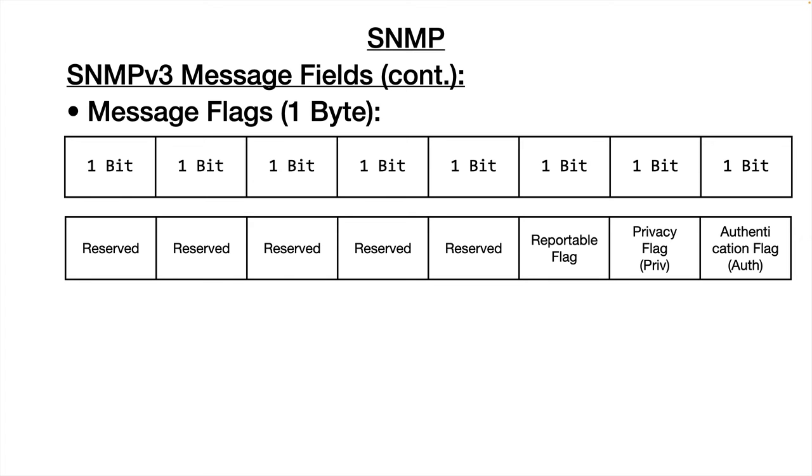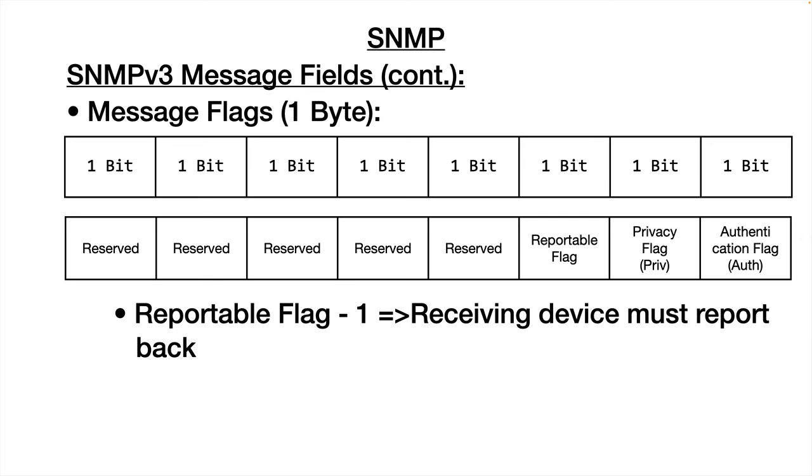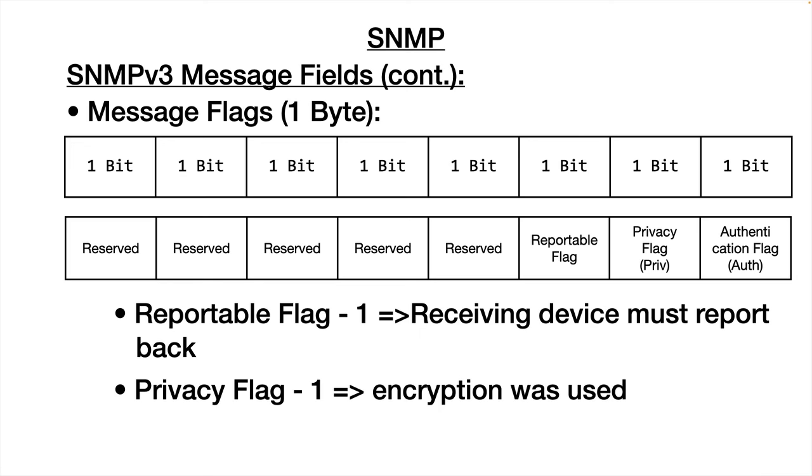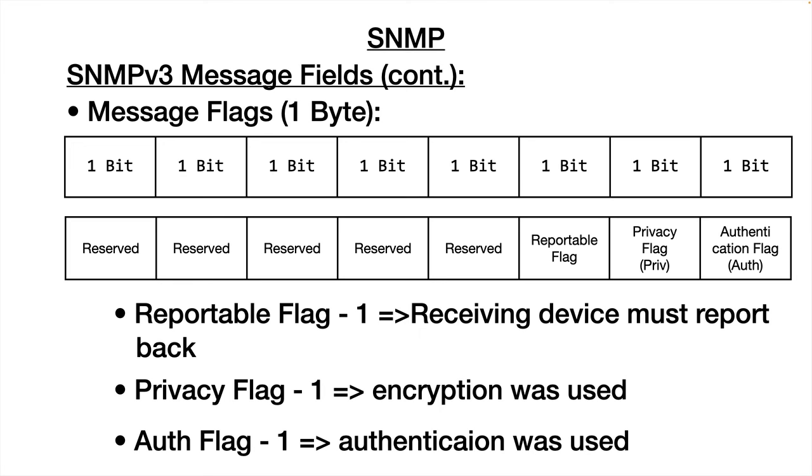Continuing on, the next thing we have is the flag field. The flag field is 1 byte, 8 bits. The first 5 bits are reserved. The 6th bit is something called a reportable flag. If that's set to 1, the device that receives this message must reply back. Next is a privacy flag. If it's set to 1 or true, encryption was used. And then the last bit is the authentication flag, and it is set to 1 or true if authentication was used.